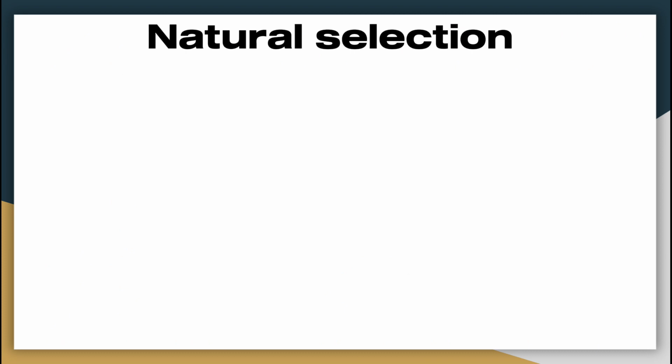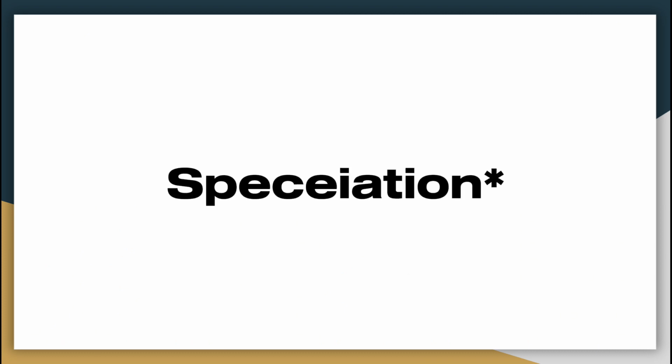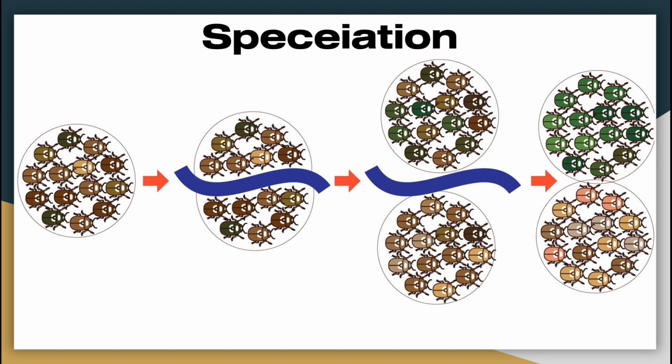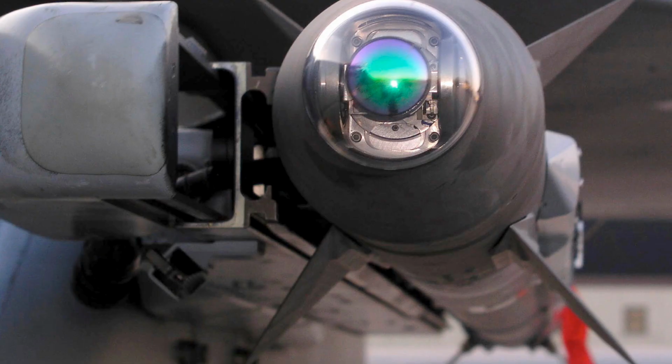Oh yeah, I almost forgot. Speciation is when 2 species are isolated in some way, causing them to evolve into different species over a long period of time. Just like how my ex isolated herself away from me.